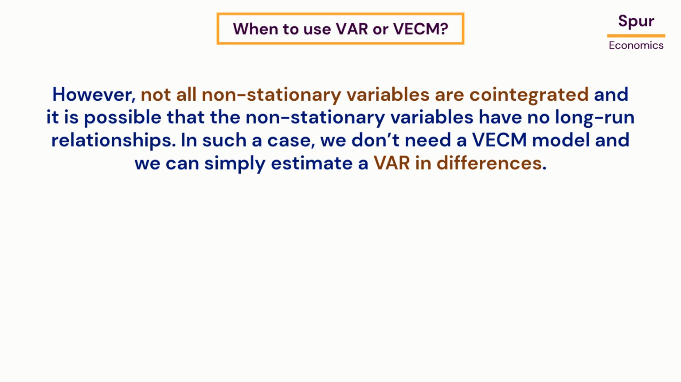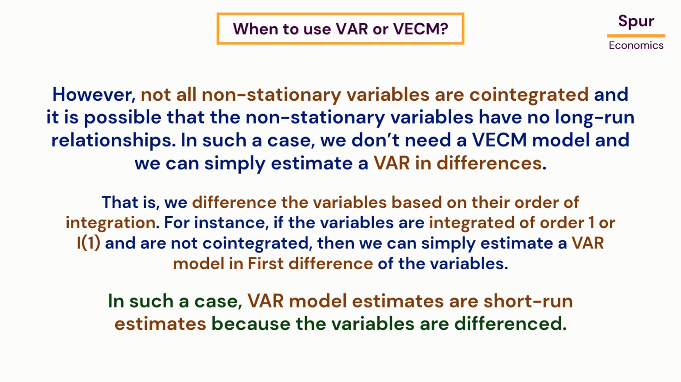However, not all non-stationary variables are cointegrated and it is possible that the non-stationary variables have no long-run relationships. In such a case, we don't need a VECM model and we can simply estimate a VAR in differences. That is, we difference the variables based on their order of integration. For instance, if the variables are integrated of order 1 or I(1) and are not cointegrated, then we can simply estimate a VAR model in first differences of the variables. In such a case, VAR model estimates are short-run estimates because the variables are differenced.